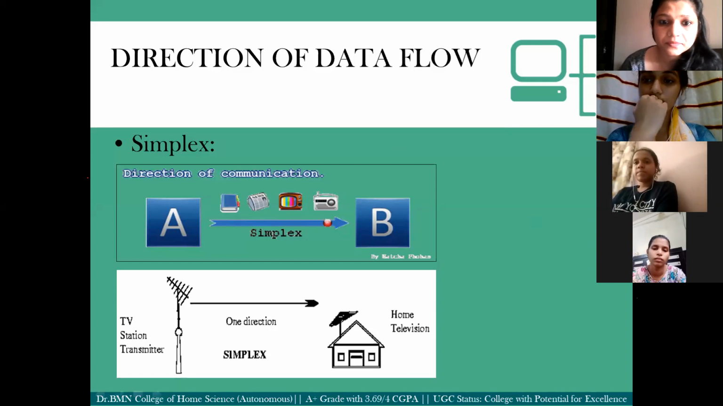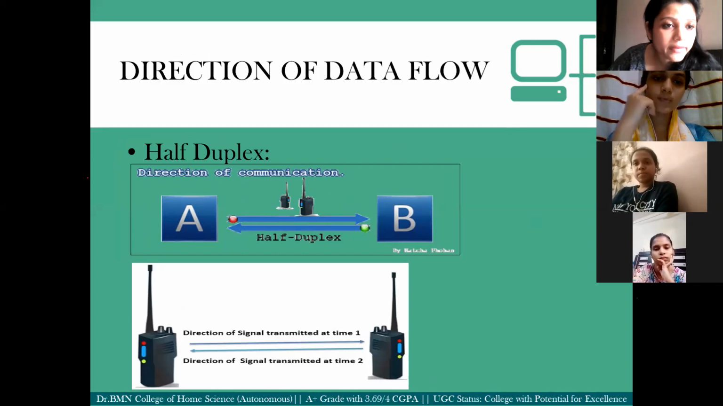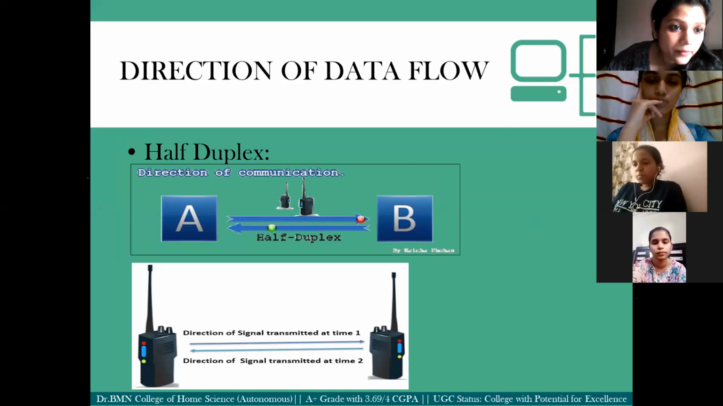Next direction of data flow is half duplex. Now, half duplex, can you see the GIF? From A to B it is going, and then from B to A again.